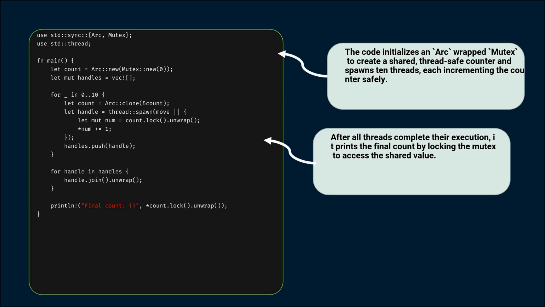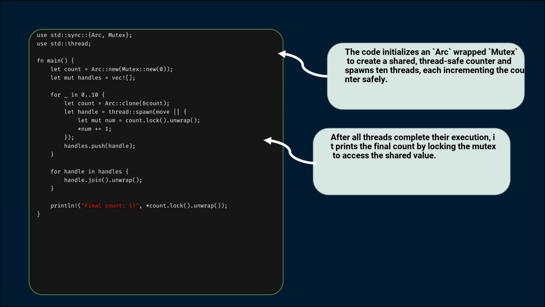By using Arc clone, we share the same Arc instance with each thread, allowing all threads to safely access the count variable. Within each thread, we lock the mutex to gain exclusive access to the counter, incrementing its value and then releasing the lock automatically when leaving the scope.